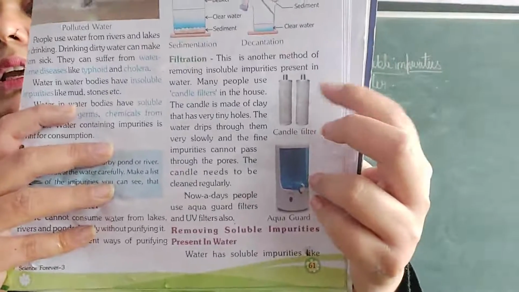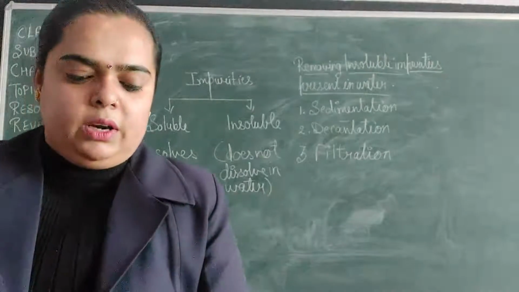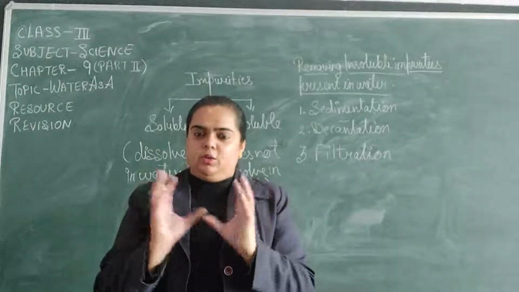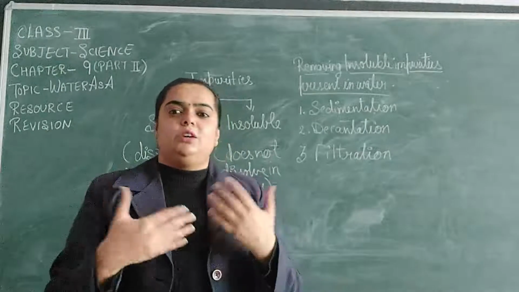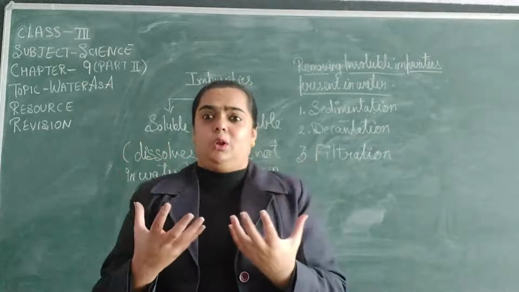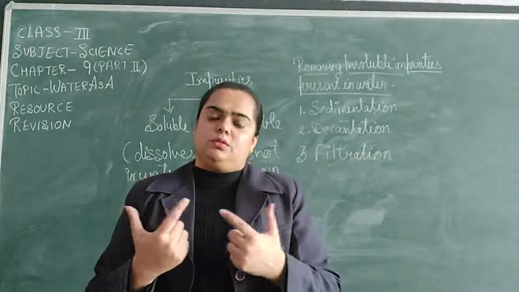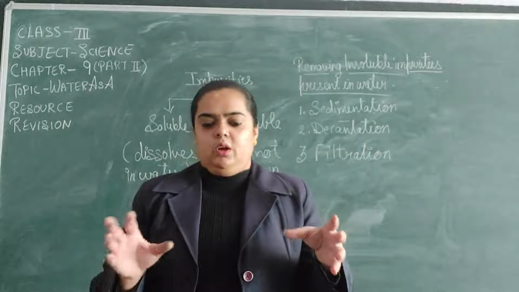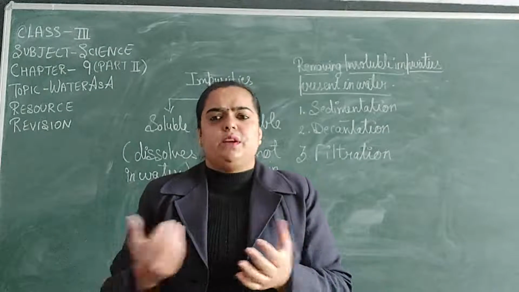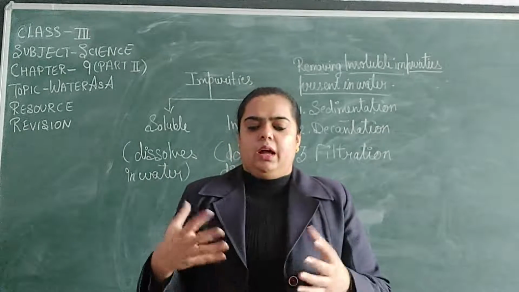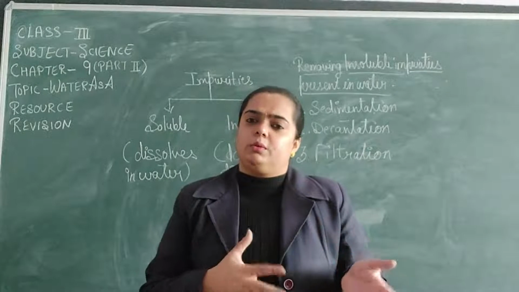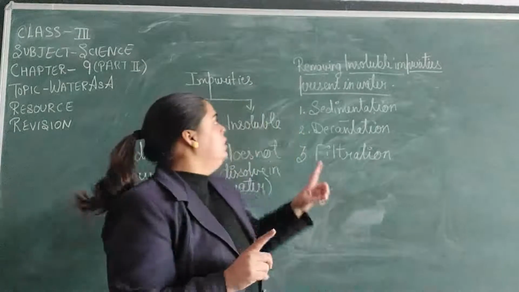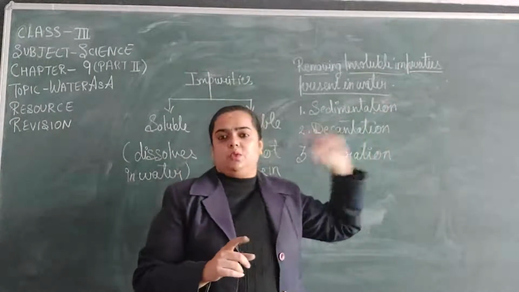See, these are the candles, and the water used to go through these candles and all the germs would get collected over them. These are white candles, and when they used to collect water, after a month they used to turn yellow. Okay, so those are the germs which get collected over the candles and you used to get clean water. And nowadays we are using UV filters, AquaGuard filters for removing impurities from water. Alright, this was about removing insoluble impurities present in water.